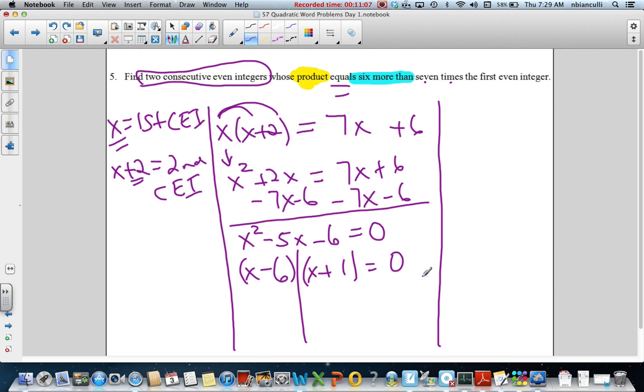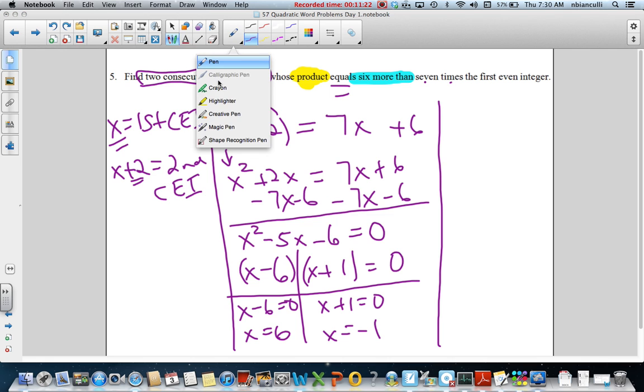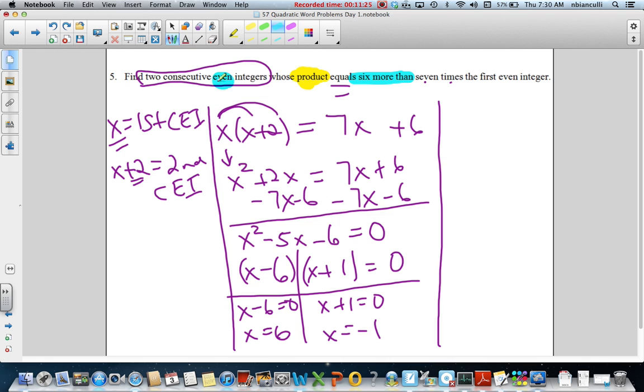And then, make our t-chart. x minus 6 is equal to 0, so x equals 6. x plus 1 is equal to 0, so x equals negative 1. Now here it's important to realize that I asked you for even integers. So 6 is even, we keep him, but negative 1 is odd, so we reject him because he's odd and we want it even.